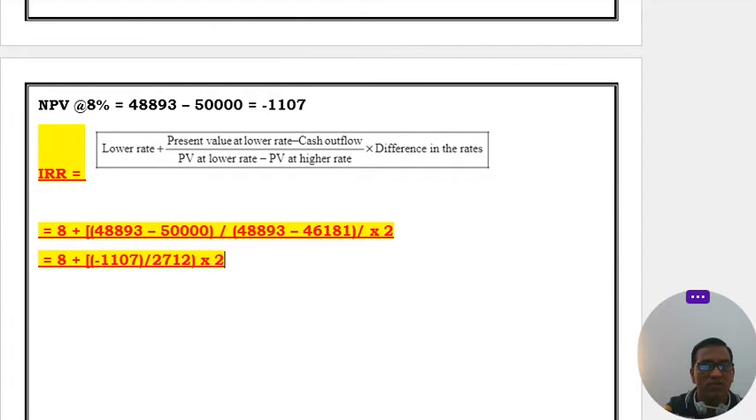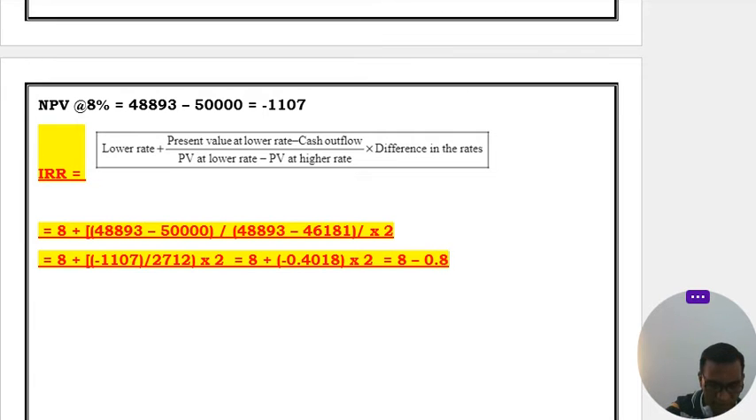Multiply with difference 2, that equals 8 plus in bracket 1107 divided by 2712, that equals minus 0.4018 and multiply with 2, that equals 8 plus into minus will be minus 0.40 multiply with 2, that is 0.82, that equals 8 minus 0.82, 7.18%. The IRR of this project is 7.18.